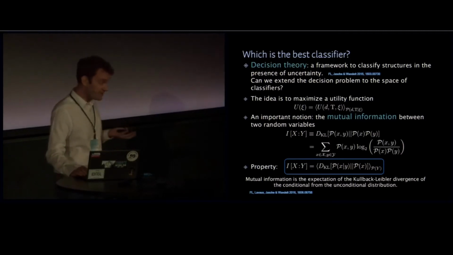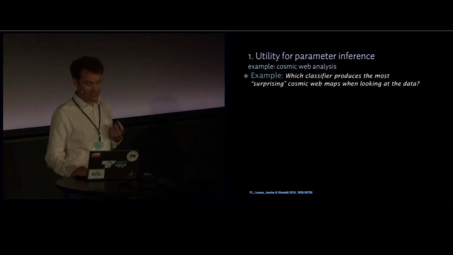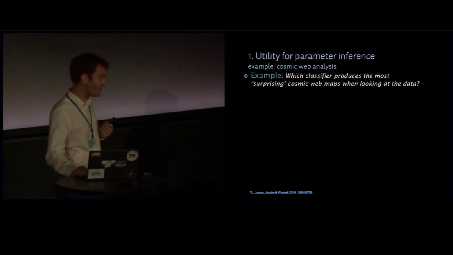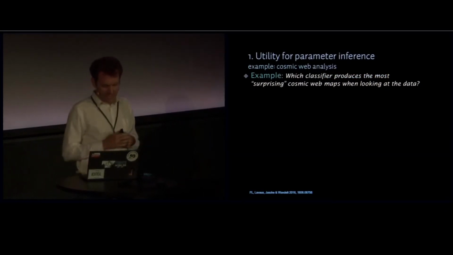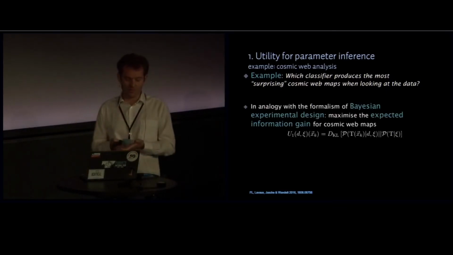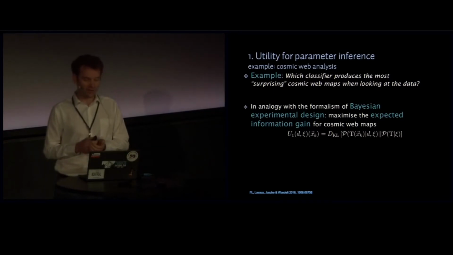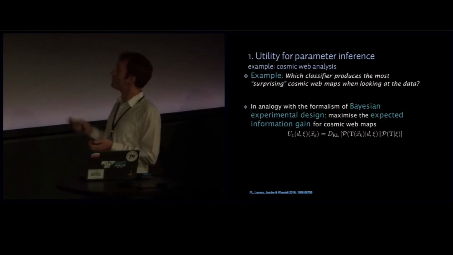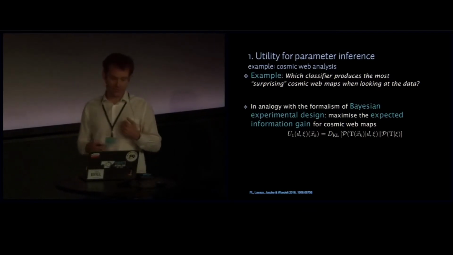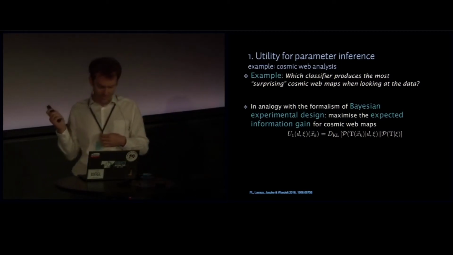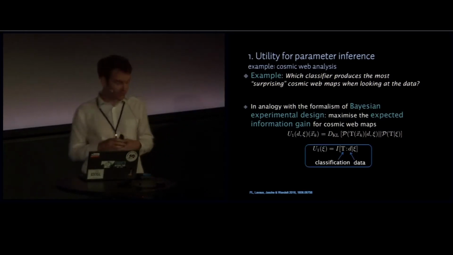So the first one is the utility for parameter inference. So typical question is, which is the classifier which produces the most surprising or informative cosmic web maps when looking at the data? So here we can write this down in analogy with the formalism of Bayesian experimental design. We want to maximize the expected information gain on our cosmic web maps. So here is the expectation gain on T, the classification given the classifier, so the posterior probability here from the prior here. And if you use this property I was mentioning of mutual information by taking the expectation here, you realize that what you're trying to maximize is in fact the mutual information between the classification and the data.